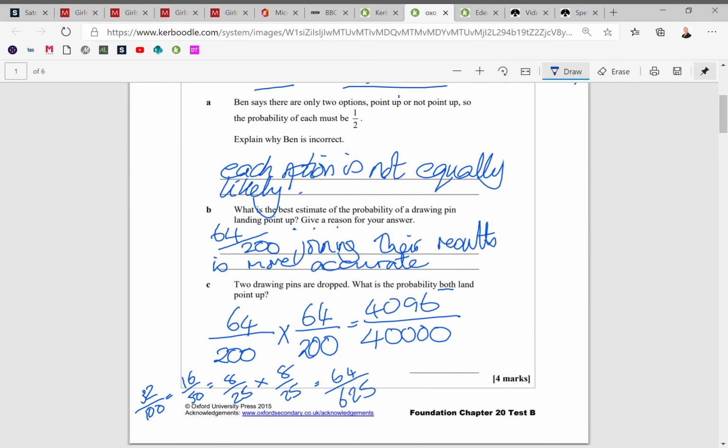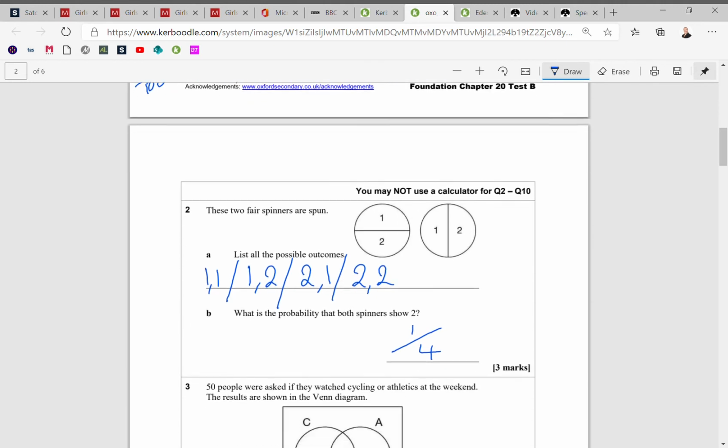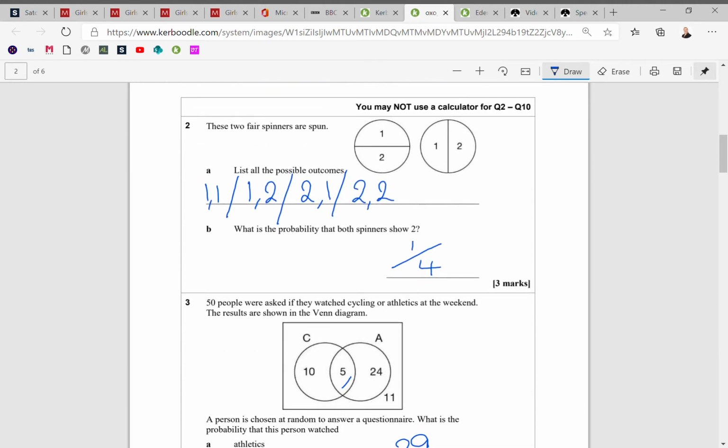Okay. Right, keep going. This one, there are options. You've got a 1 on this one and a 1 on this one, or a 1 on this one and then a 2 on this one, a 2 on this one and then a 1 on that one, or a 2 and a 2. Probability of both 2 is one option out of all 4.